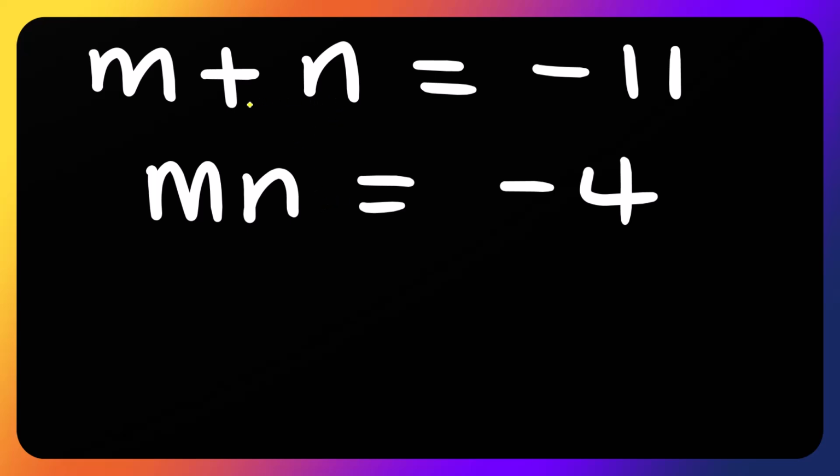Let's solve for m and n here. We are given m plus n equals minus 11 and m times n equals negative 4. Solution.